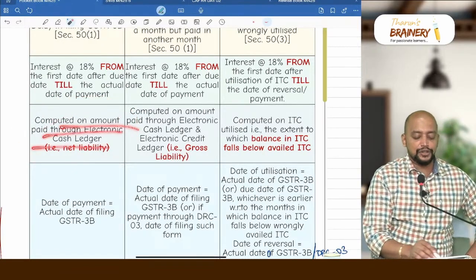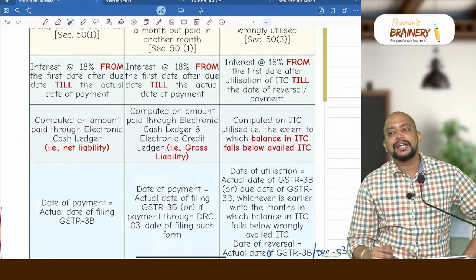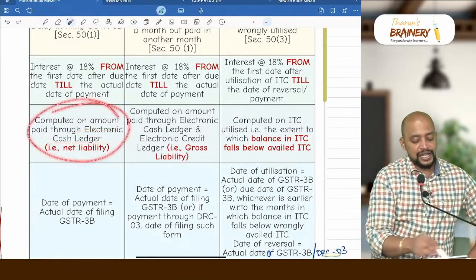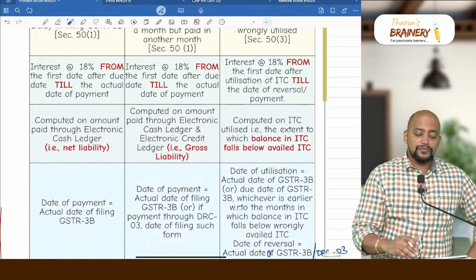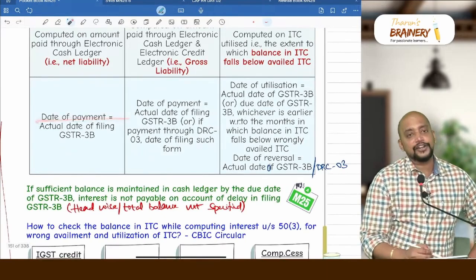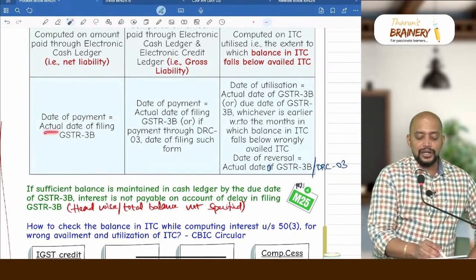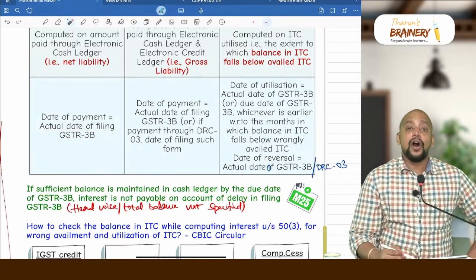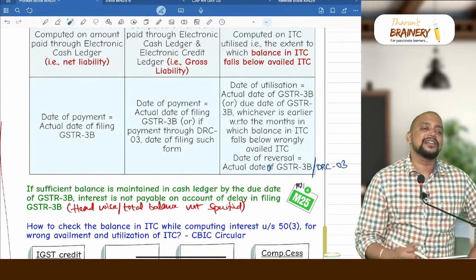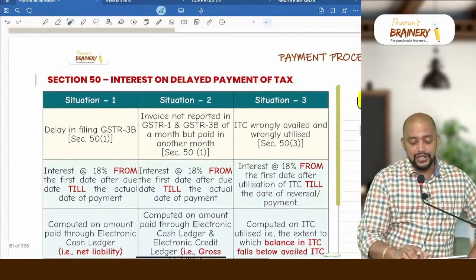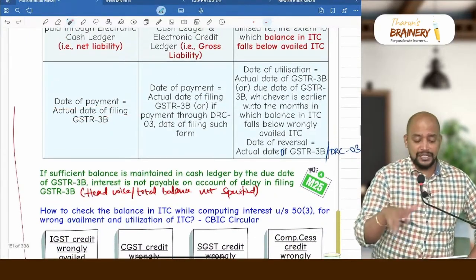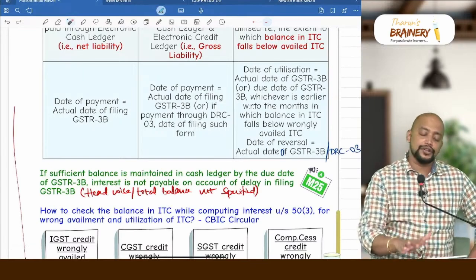So that is the amount which is paid through the cash ledger. Whether RCM liability also will be taken in this? Of course yes, because RCM liability also will be paid through the cash ledger. So that is also taken in net liability. Then from which date to which date? From the first date after the due date till the actual date of payment. What is considered as the date of payment? Date of payment will be the actual date of filing GSTR 3B or the date on which you are paying through DRC 3. But here the DRC 3 point will not come, because first of all what is this situation? Delay in filing 3B. And will there be a late fee payable? Of course late fee is also payable along with interest, but right now we are talking about the interest.